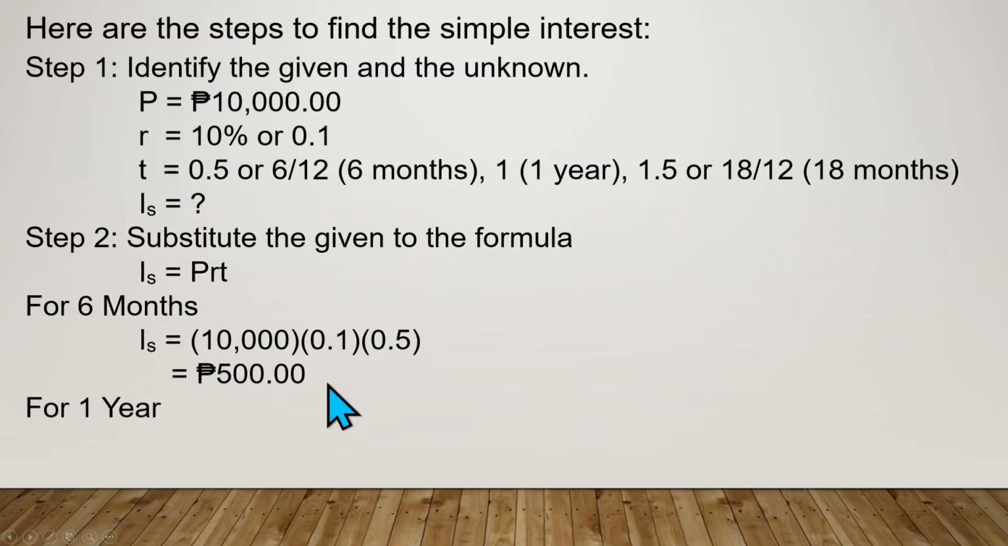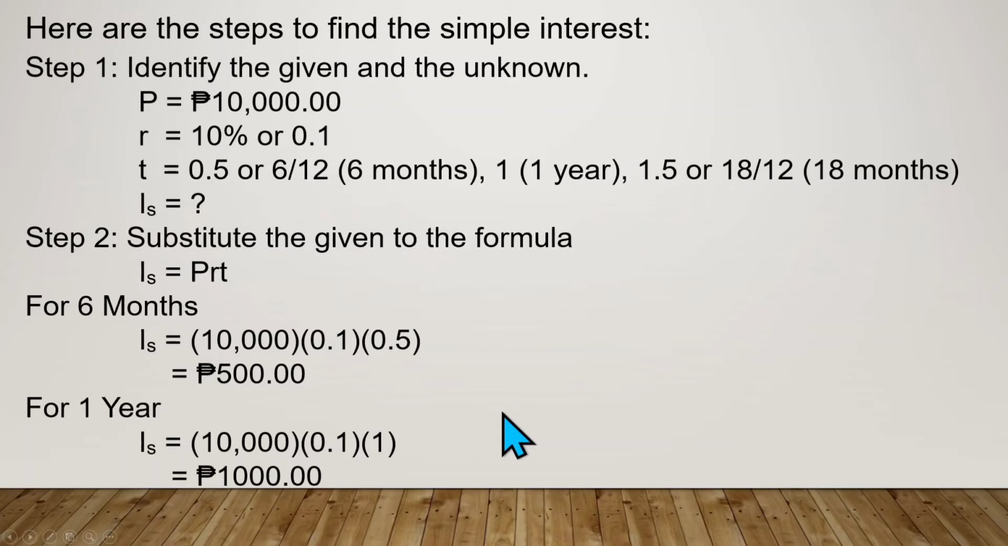Next, let's have the one for 1 year. So, substitute the given to the formula. Simple interest, P is 10,000, R is 0.1, and T is 1. Then, multiply 10,000 times 0.1 times 1. You can use the calculator if you wish to. Next, the answer is 1,000 pesos. So, the simple interest in the given for 1 year is 1,000 pesos.